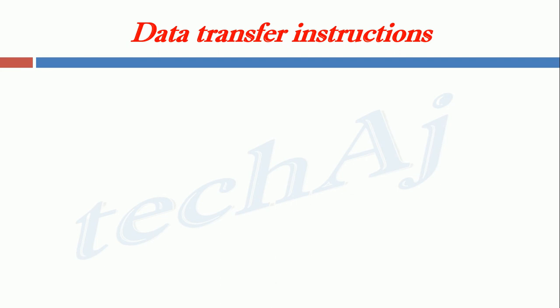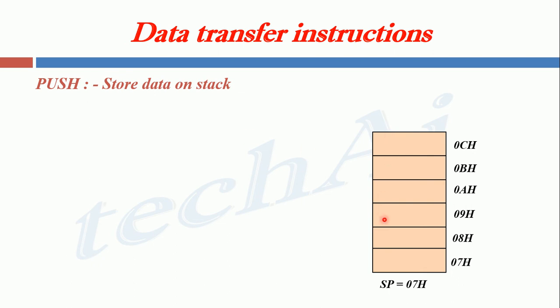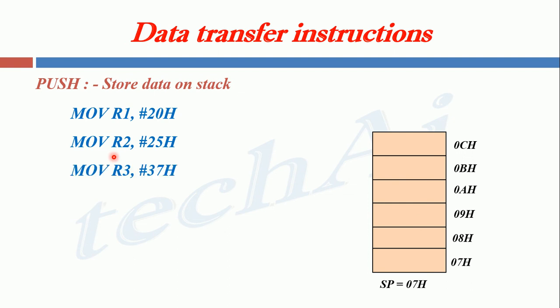Let us understand these instructions with the help of examples. First, push instruction, which is used to store the data on a stack. Let us assume that this is the stack memory having the address starting from 07H to some address location 0CH. We have seen that stack pointer is initialized to the 07H after the microcontroller has been reset. Let us take the example. Suppose initially we store the value 20H into the R1 register, 25H into the R2 register, and 37H into the R3 register.